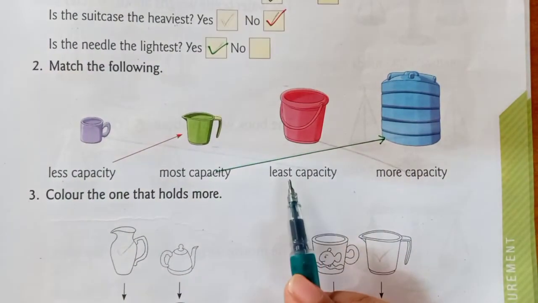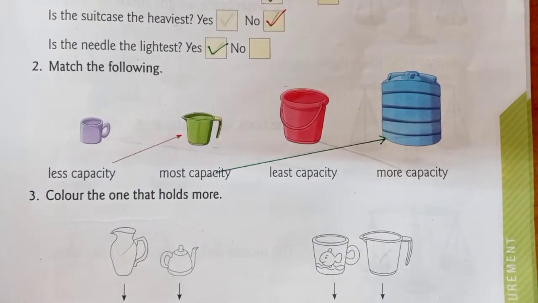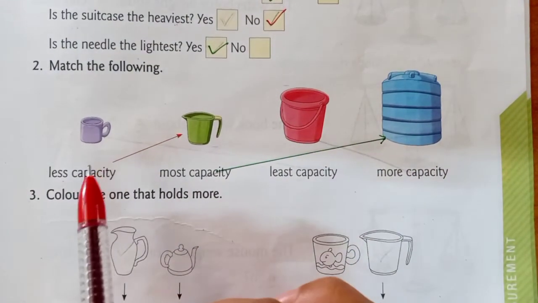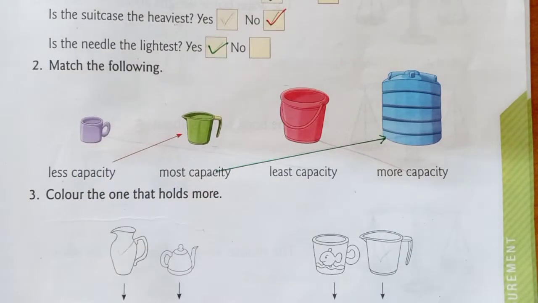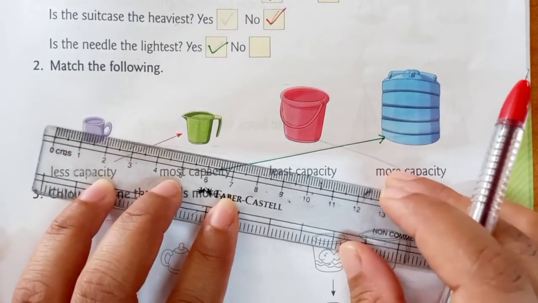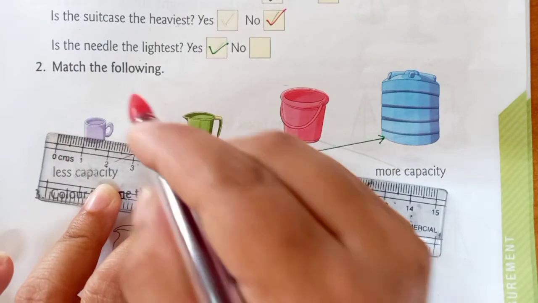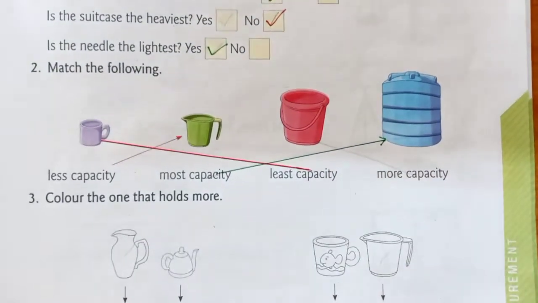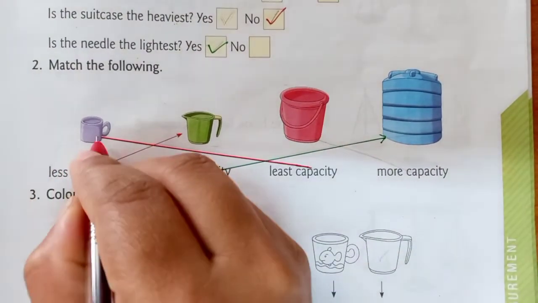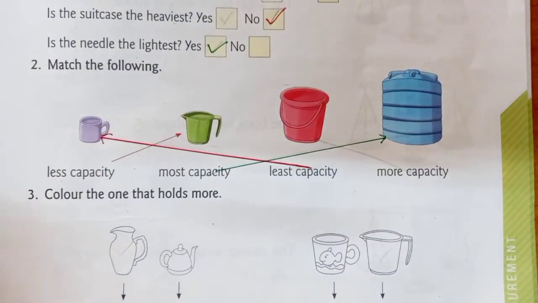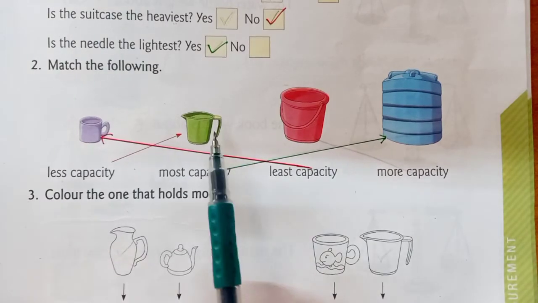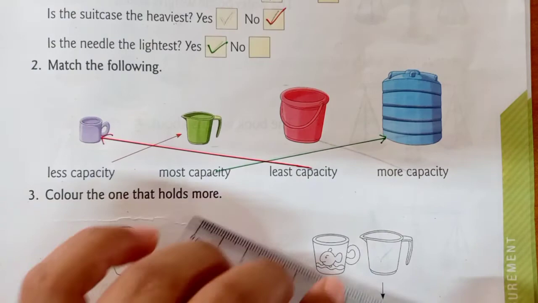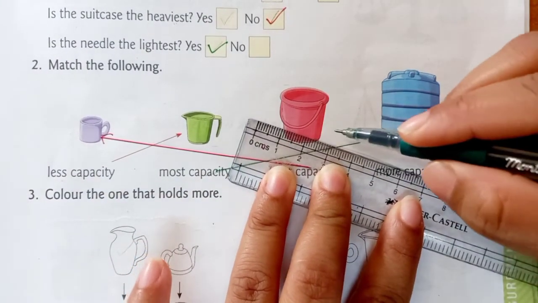Next is least capacity. Which container has the least capacity? The smallest one has. So which container is smallest? Mug. So join the least capacity word with the mug. Like this. Okay? Now more capacity. Which has more capacity? So join more capacity with the bucket.